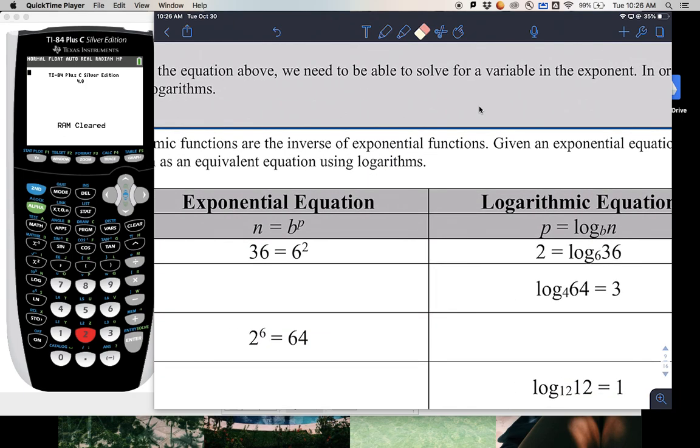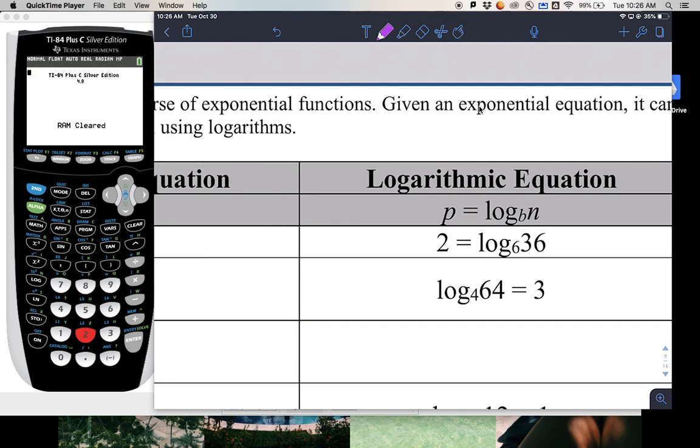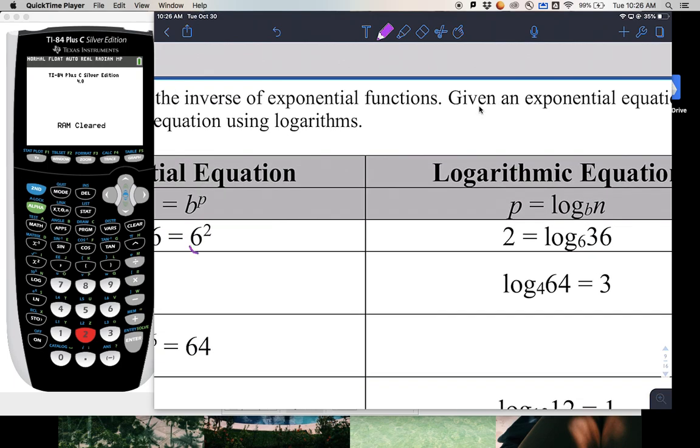Let's talk about how to switch up the forms here. Over here we have 36, that's the number, and then equals 6 raised to 2. In log form, since the base was 6, the thing that was being raised, we put a little 6 right there. So log base 6, and then you put the number 36, and then equals 2. So we're saying 2 is the exponent of that situation, basically.